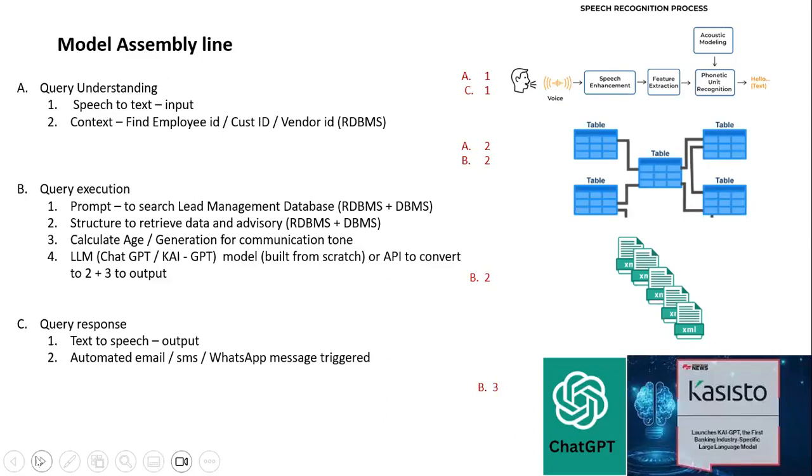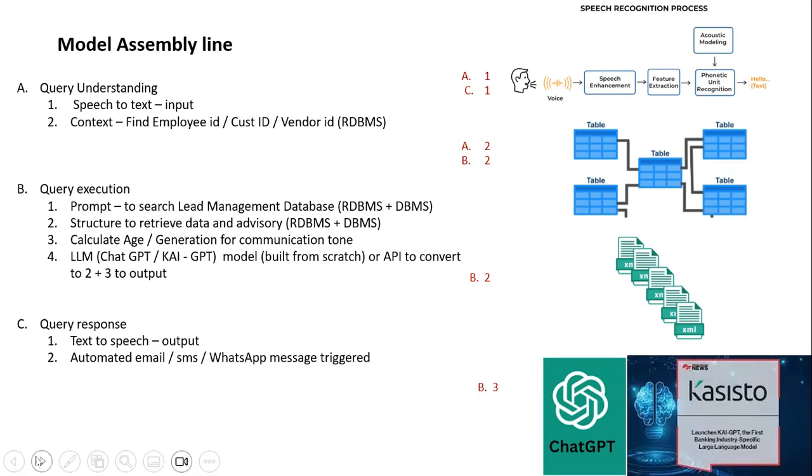At the back end, therefore, what we are saying is there will not be one model. There will be multiple models which are going to kick in and seamlessly integrate. The query understanding will happen through a speech to text model. The context of finding out is it an employee, a customer, or a vendor will happen from the RDBMS tables. The query would be put through as a prompt to search through the lead management database, which could be a combination of the RDBMS plus DBMS structures. And the retrieved information would be put through a ChatGPT model to convert it into conversational output.